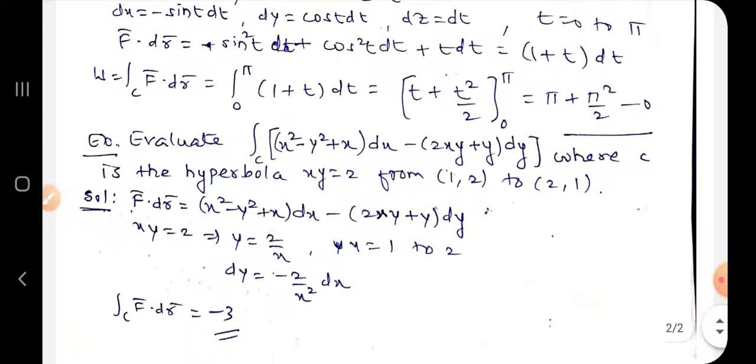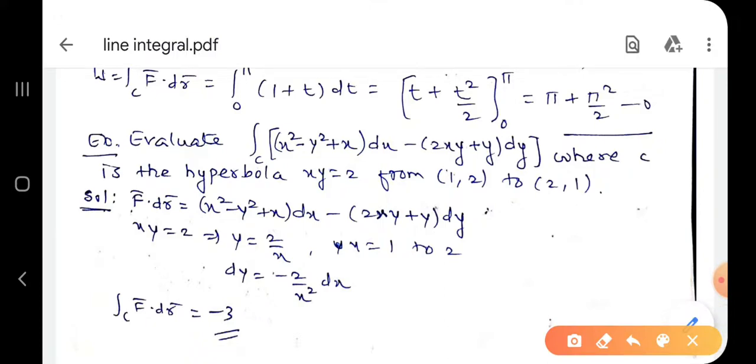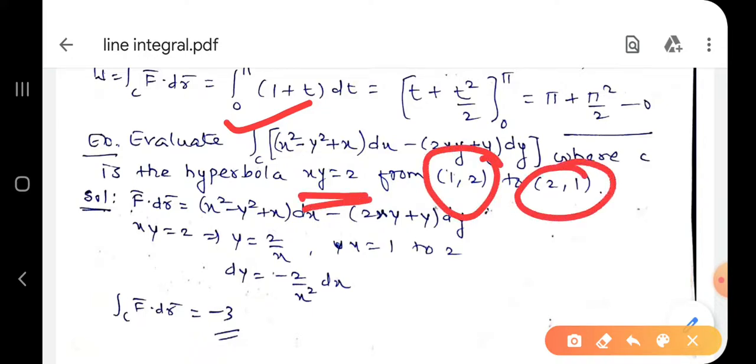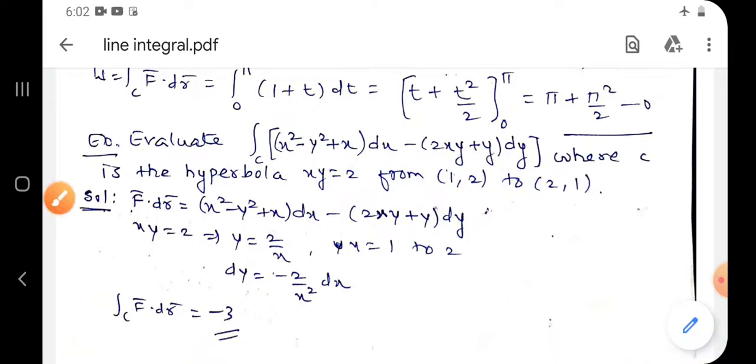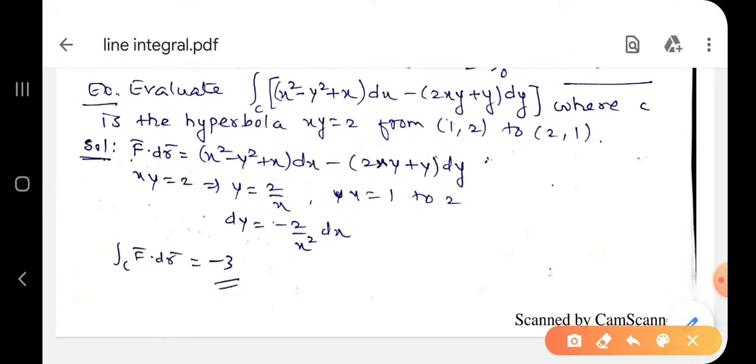One more example I want to put in front of you. Evaluate the integral over c of x square minus y square plus x dx minus in bracket 2xy plus y dy. Means instead of F bar, directly F bar dot dr bar is given, where c is the hyperbola xy equal to 2 from 1 2 to 2 1. So these are the 2 points given, 1 2 to 2 1. Simple, take that F bar dot dr bar as it is: x square minus y square plus x dx minus 2xy plus y dy. This is my equation number 1.